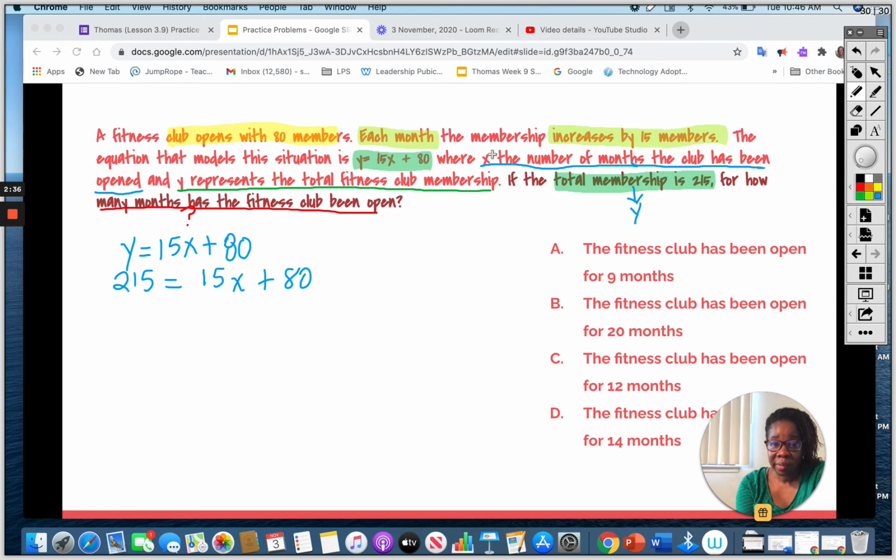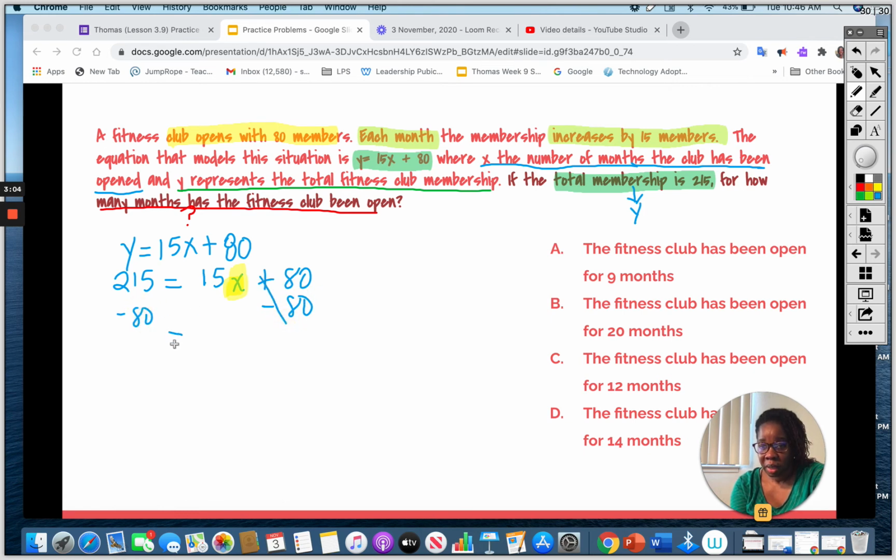Now, we're trying to solve for x because we want to know how many months the club has been open, and we said that x represents the number of months. Since we're solving for x, at the end of the solution process the x is going to be by itself. Therefore we have to start to remove terms that are on the same side as x. So we start out with this plus 80. To undo addition, we subtract 80, and that is done on both sides of the equation.